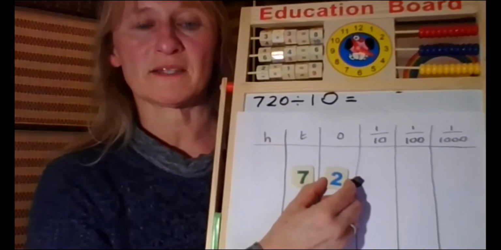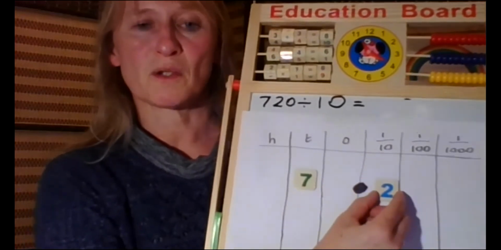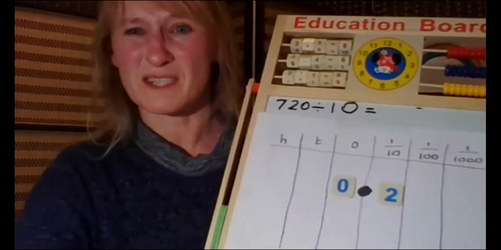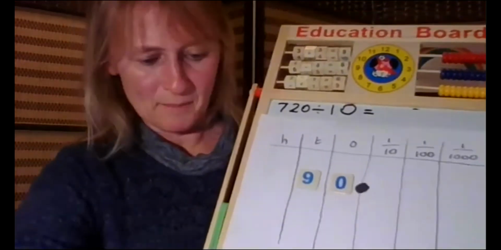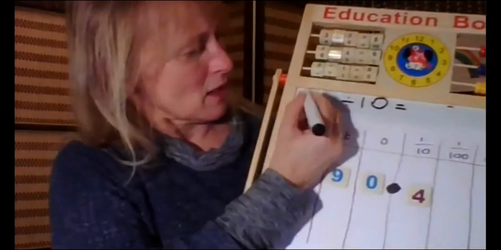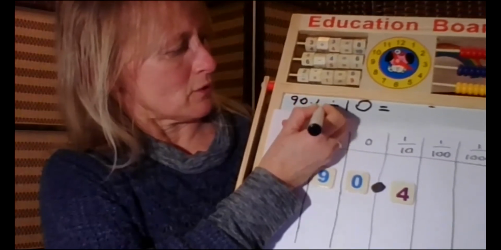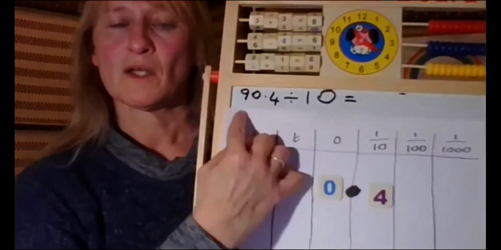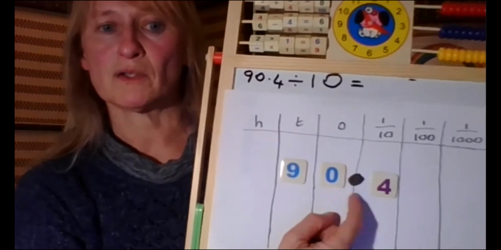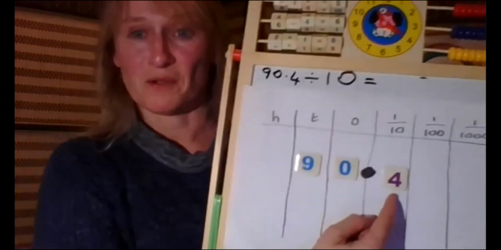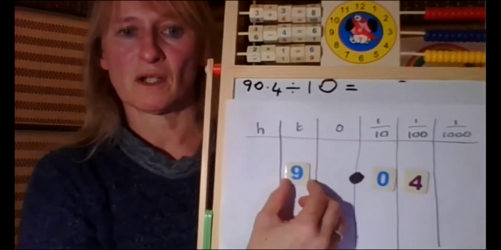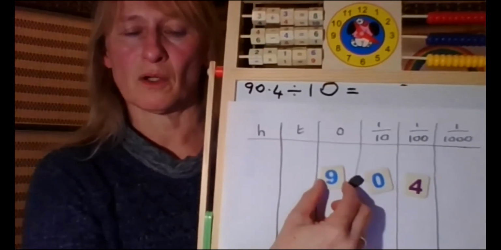Okay, so now then, let's see if we do something that's going to be a little bit smaller. Let's have a whiz round. It's boring to use the same digits all the time. So I'm going to use 90.4. There we go. And I'm going to divide that by 10. See if I've got room to write it. 90.4 divided by 10. Okay, so have I got my digits in the right place? 9 tens, no ones, 4 tenths. Yes, I have. Well done, Miss Cooper. Okay, so I'm going to move each of the digits one place to the right.